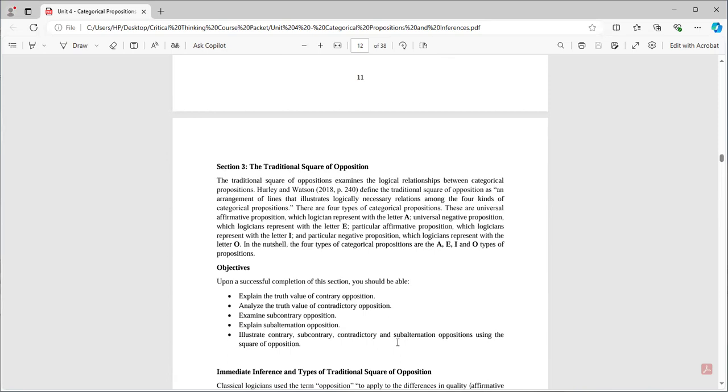Now, let's remember we said anytime we have these categorical propositions, represent letters. A for universal affirmative proposition, E for universal negative proposition, I for particular affirmative proposition, and O for particular negative proposition. Do you remember?